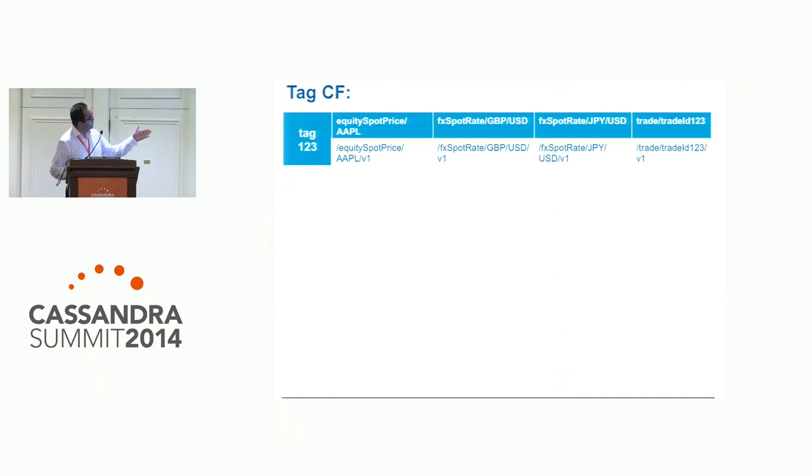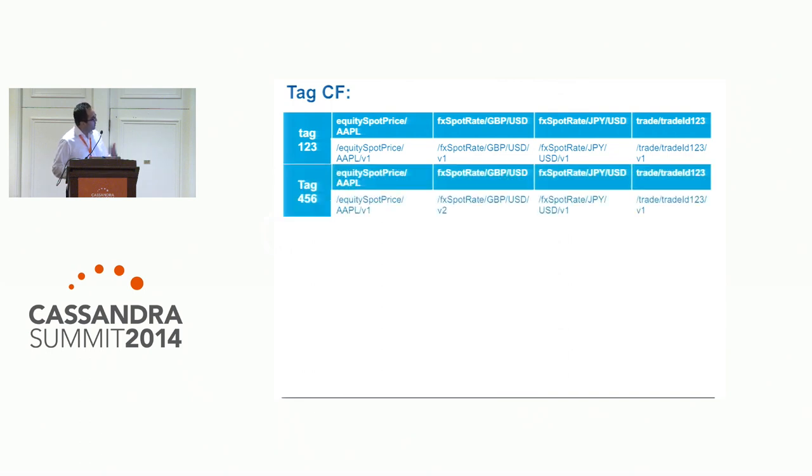So if we have a look at the tag column family, this is how we used to store tags. The partition key is a tag ID, and then each column represents an element in the tag. So this is quite a wide row, with around 200,000 odd columns for this row. And every time you add a new tag, it meant a brand new row, even when the majority of the data that it's referencing within each column value is the same. So in here, you can see only the GBP USD spot price has changed between the two tags, but everything else is still the same.